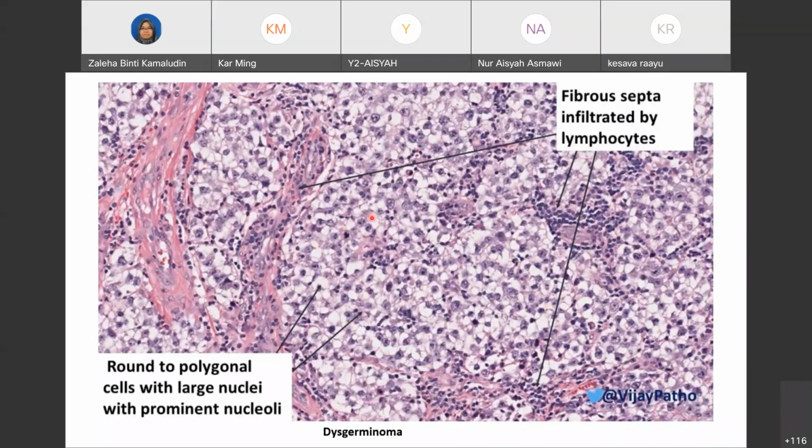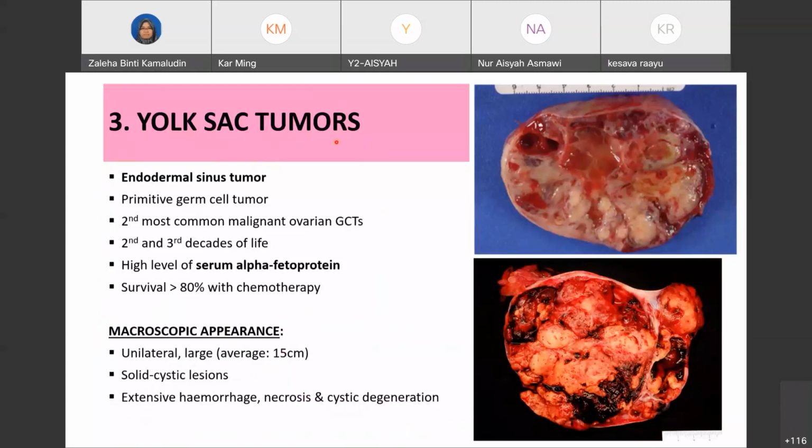Next, let's go to the yolk sac tumor, also known as endodermal sinus tumor. It is also a primitive germ cell tumor in origin. Usually this tumor shows elevated serum alpha-fetoprotein. Grossly, this tumor shows a unilateral large solid cystic lesion with extensive areas of hemorrhage, and some areas of necrosis with cystic degeneration.